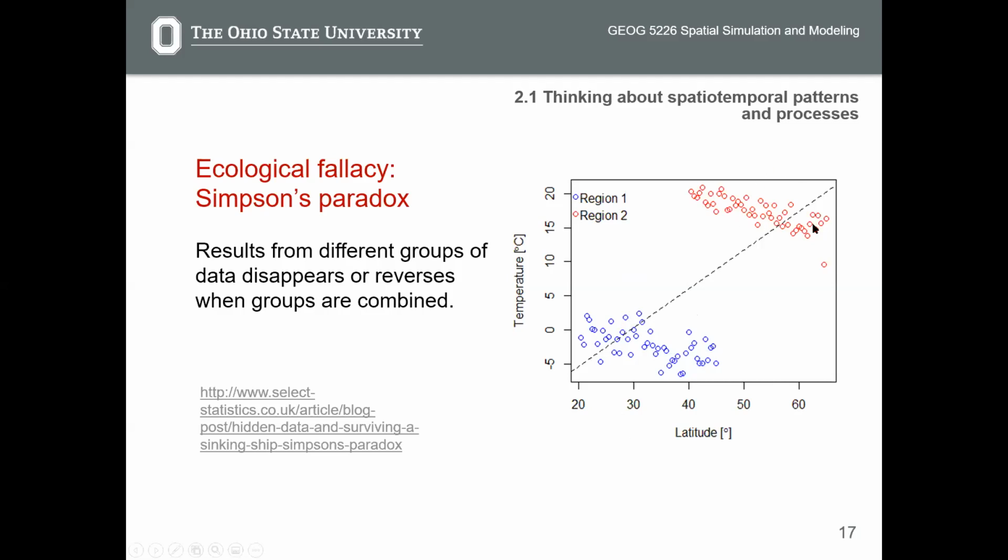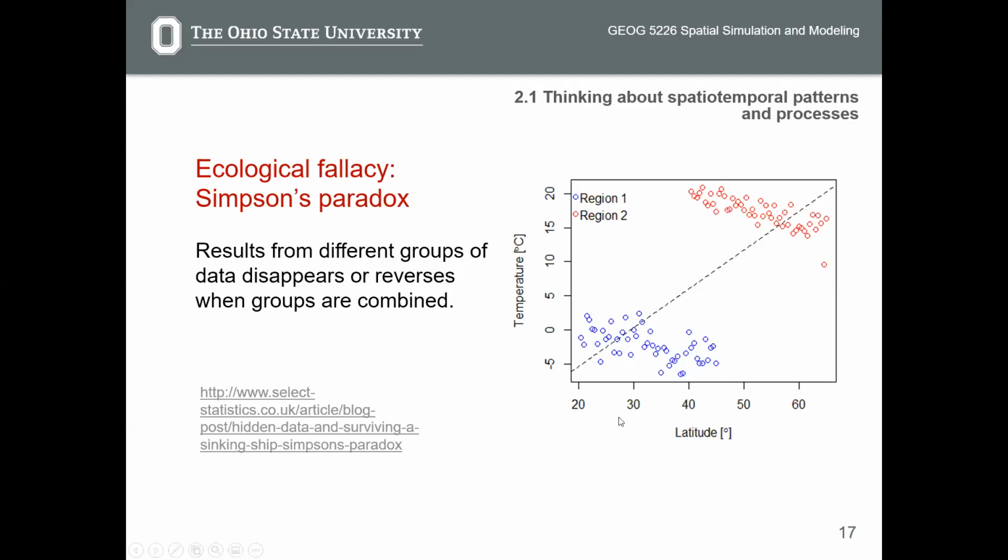So let's just ignore region 2 first. Let's focus on region 1. So we have multiple measurements from multiple locations with different latitudes, right? And for each location at a specific latitude, there is a measurement for temperature. So if we ignore the red part, let's focus on the blue part. What's the correlation between latitude and temperature? Is it positive or negative?